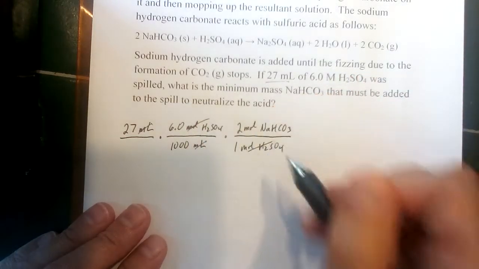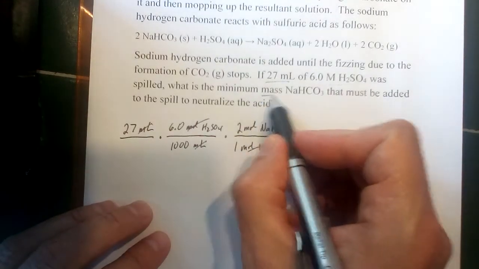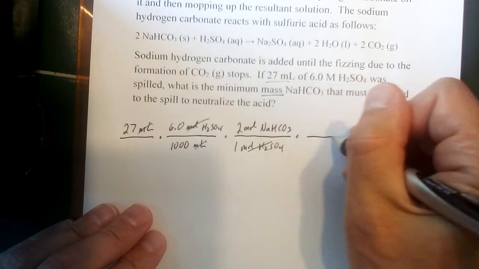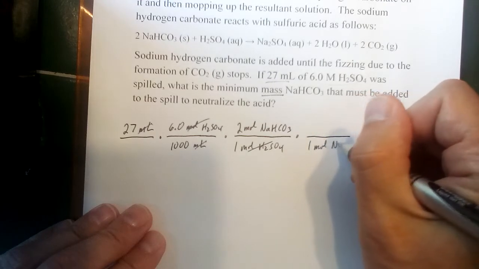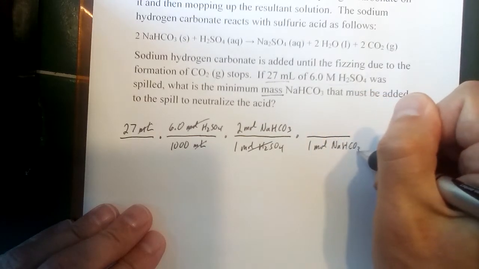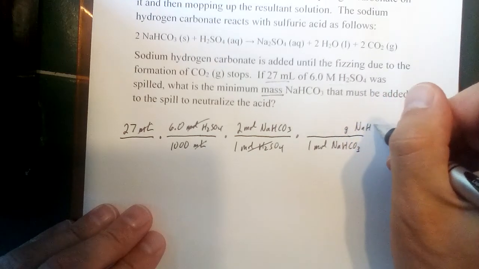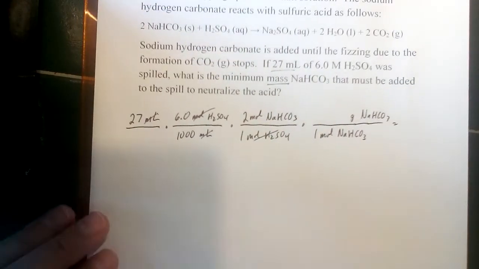That'll cancel out moles of sulfuric acid. Now we've got moles of sodium hydrogen carbonate. Now the problem actually asked for mass. So to go from moles to mass, that is the molar mass. So 1 mole of sodium hydrogen carbonate, we would want to put on the bottom here. We need to know how much that weighs to go on the top, right? And that will finish off our calculation.